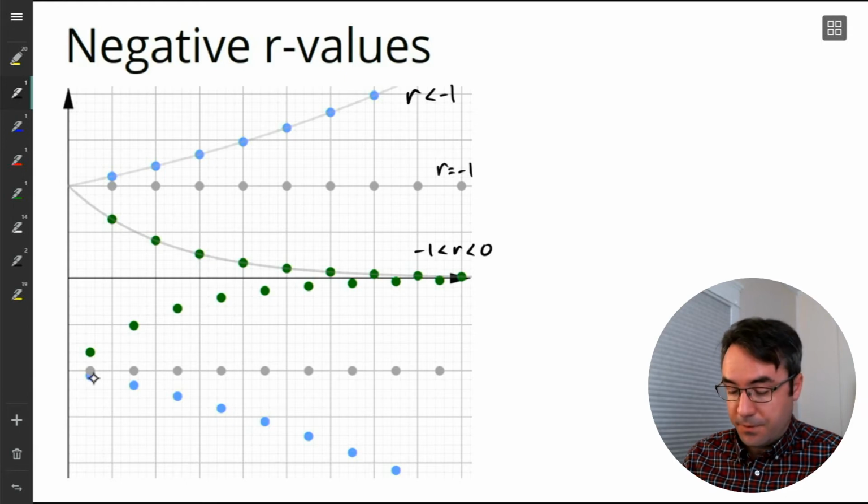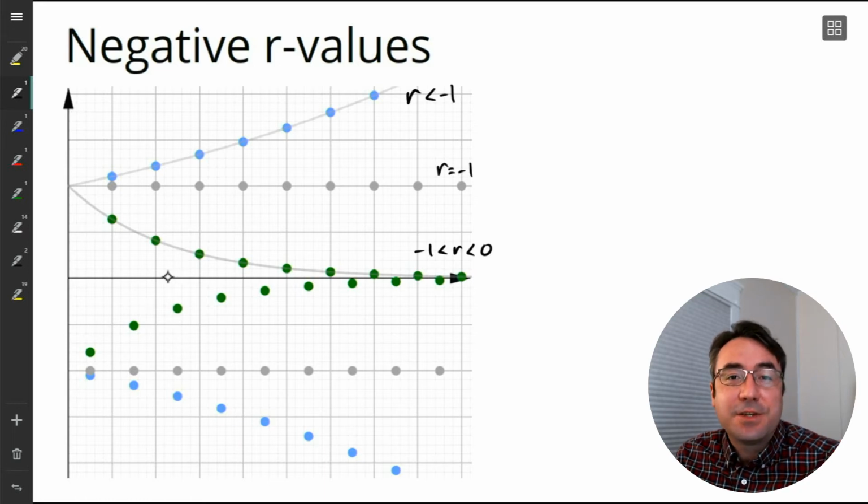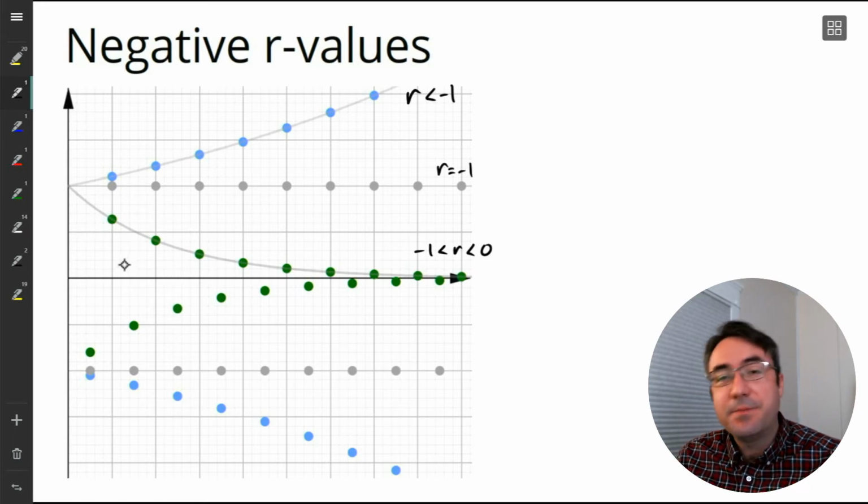And so the first thing we notice is we get that alternating look. The first terms start off negative, then they go positive, then they go negative, back to positive, then negative. So we get that alternating look. We're bouncing back and forth between positive and negative values.